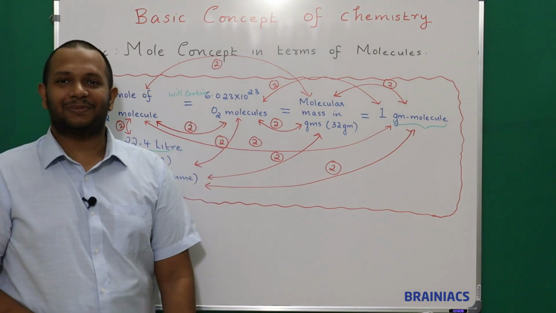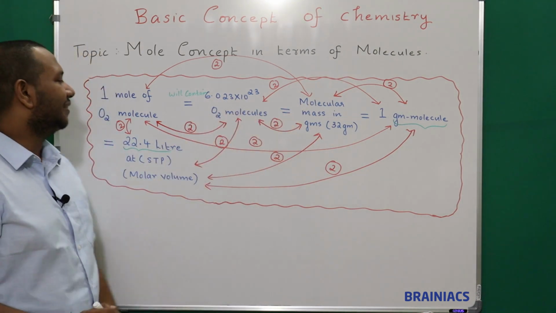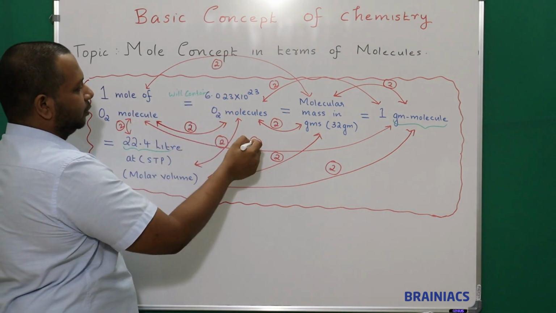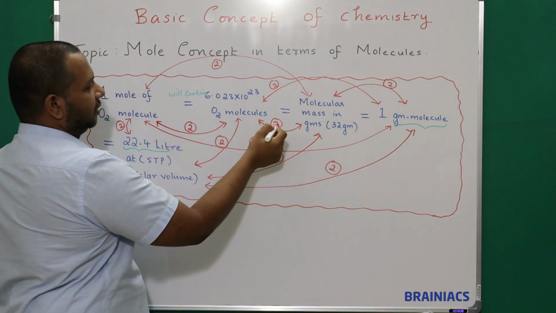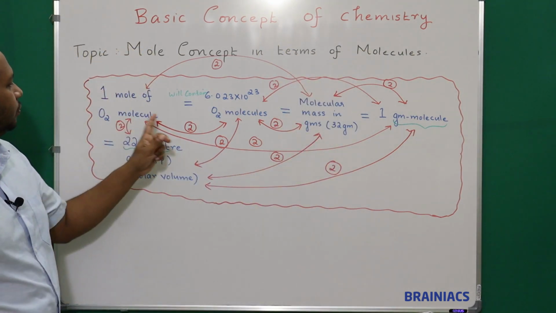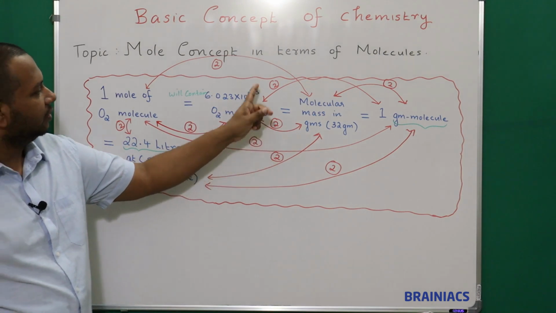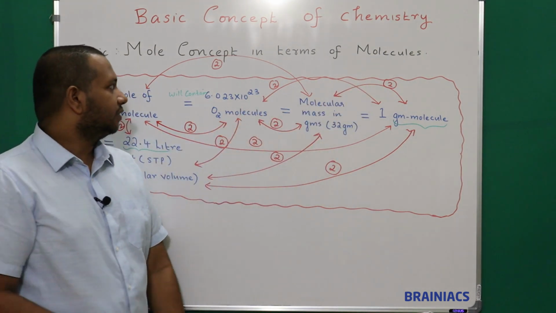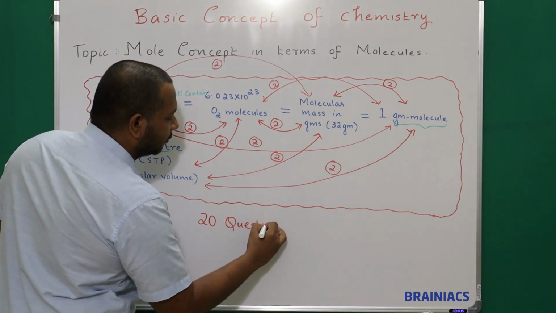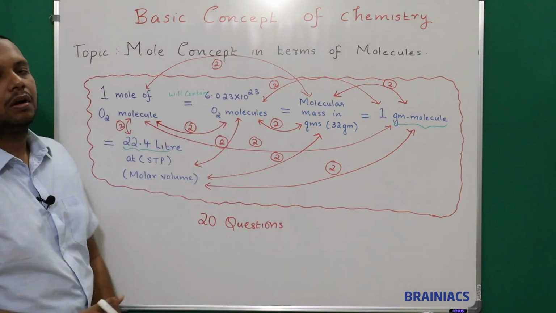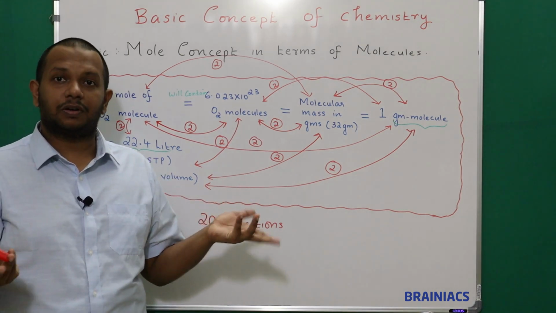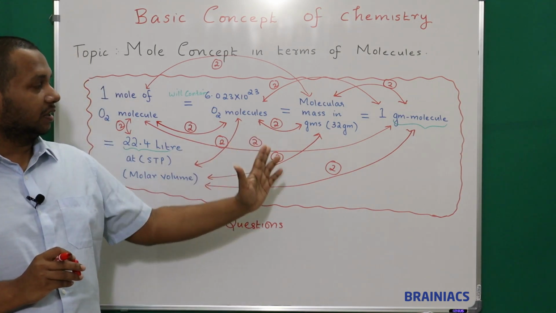So tell me, what are the maximum possible questions when 5 combinations are there? You can see here, I can add 2 plus 2 is 4, plus 2 is 6, plus 2 is 8, plus 2 is 10, plus 2 is 12, 14, 16, 18, 20. Understood? So I can say a total of 20 questions can be derived from the mole concept in terms of molecules. If you know how to derive these questions, it's very easy. No questions will come outside of this. Understood? So this is the fundamental concept you should remember.